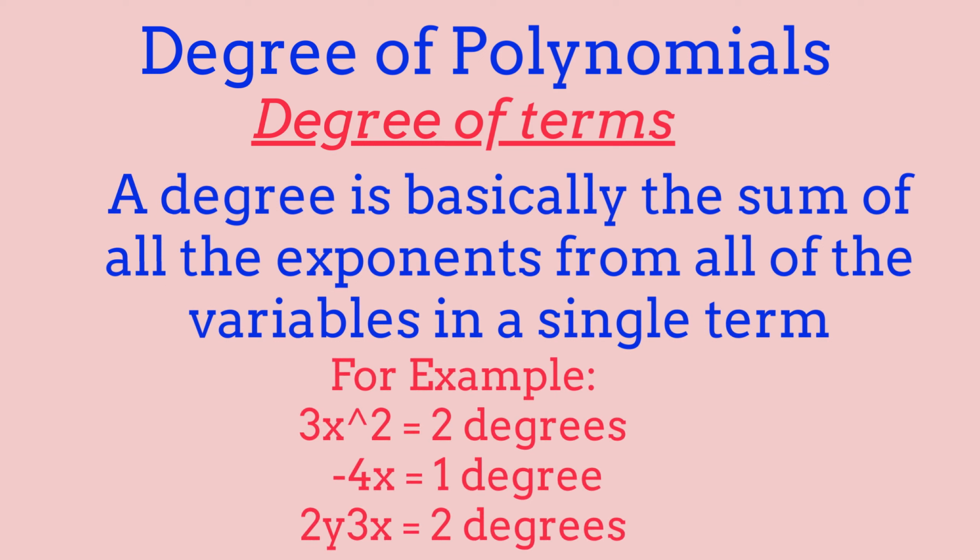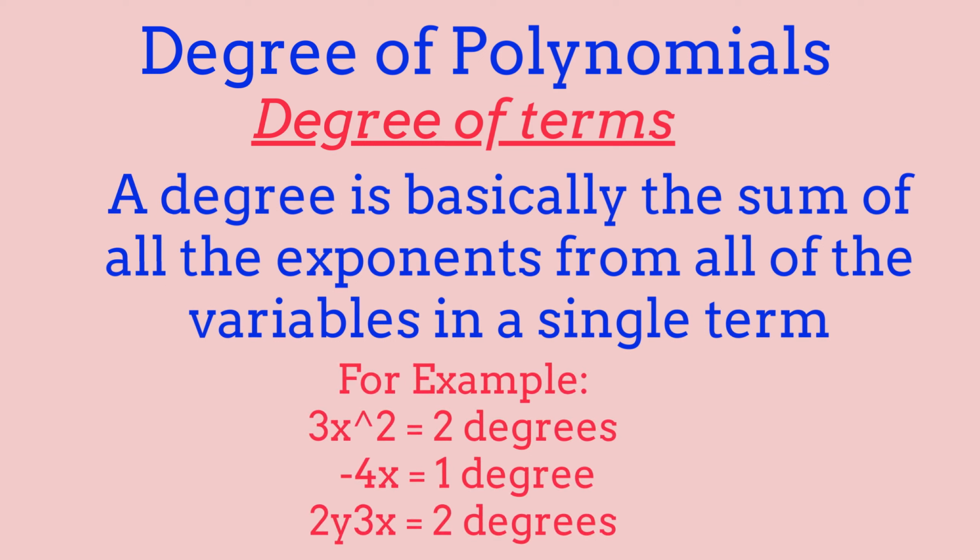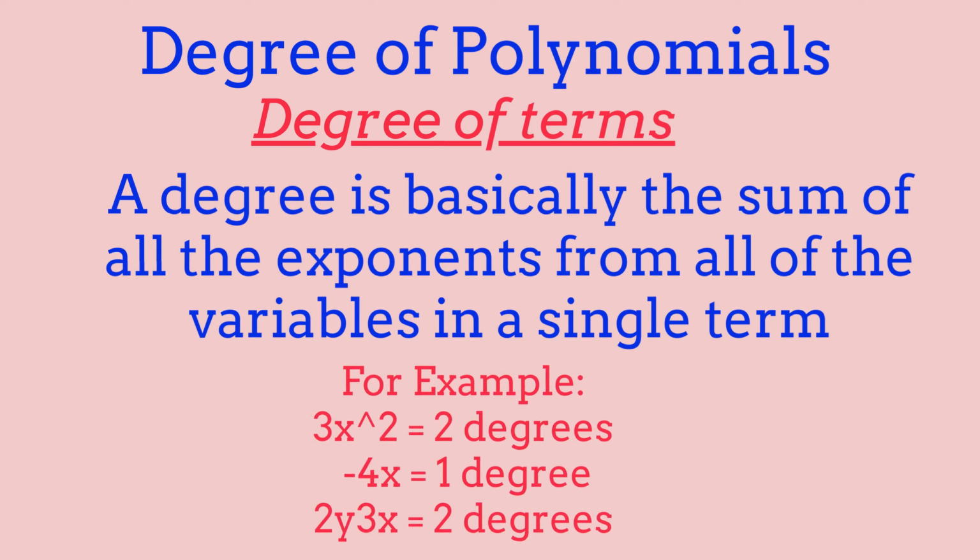Let's take another example, negative 4x, and here we'd have 1 degree because x always has the exponent of 1 at the top, so we have 1 degree there. And here's another example, which is 2y times 3x, and here we would have 2 degrees because y and x both have the exponent of 1, so we can just add 1 plus 1, which is 2 degrees.